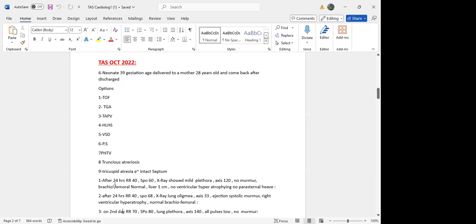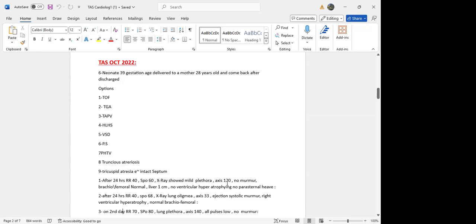Okay, so after 24 hours you can see the first child presented with respiratory rate 40, saturation is 60. The second is 68, and the third is 80. So mostly, from the saturation we understand these are cyanotic, 60 means a lot of cyanosis. Okay, and the x-ray shows mild plethora, not black lungs but mild plethora. Axis is 120.